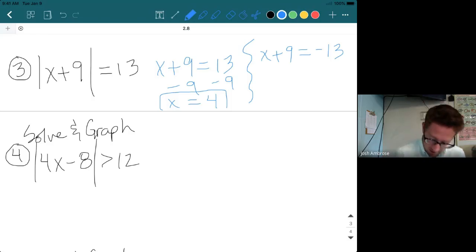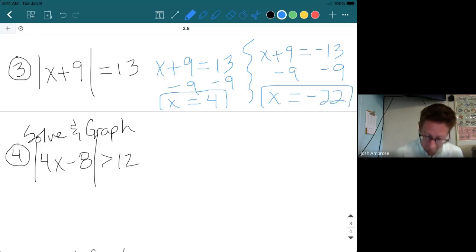That's why. So subtract 9, x equals a negative 22. And that's it. Those are your two solutions. Okay? So for the absolute values, don't forget, you must always change the constant value that's by itself to represent both the positive and the negative side. All right, let's do the next example problem.